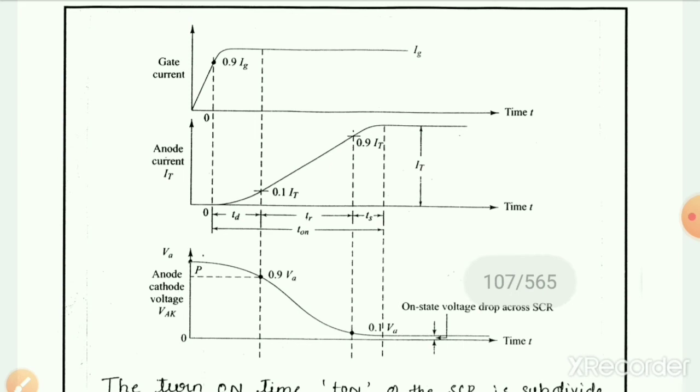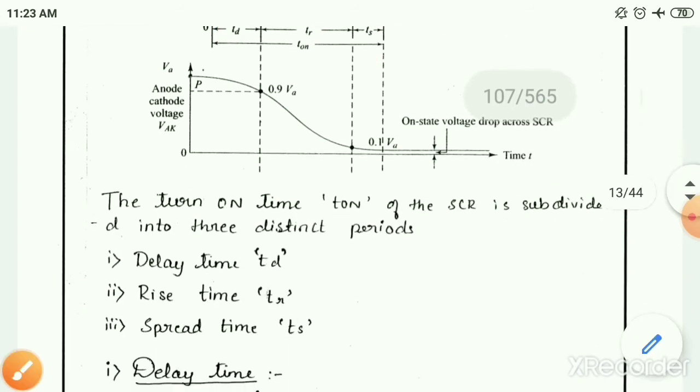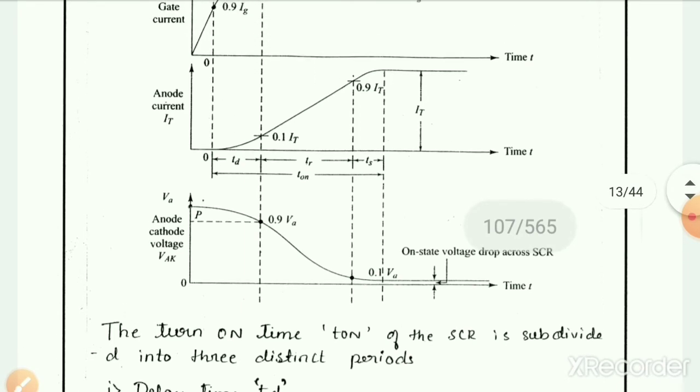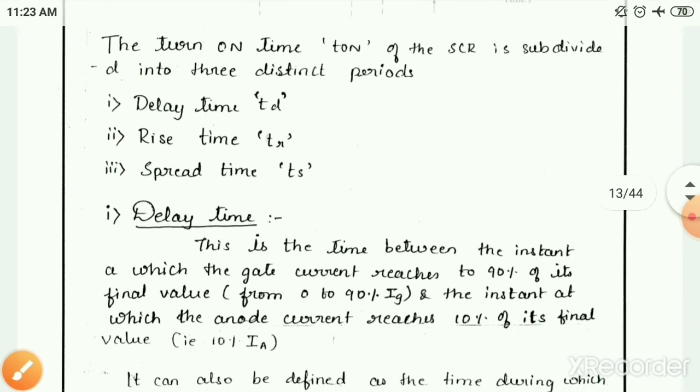T on is nothing but the on time of the silicon controlled rectifier, which is the sum of delay time, rise time and spread time. If you add all these times together, you get how much time is required to turn on the SCR. Similarly, you can define the delay time, rise time and spread time using either the anode current method or the anode to cathode voltage method.